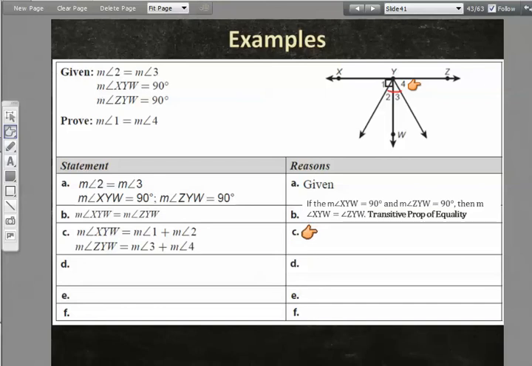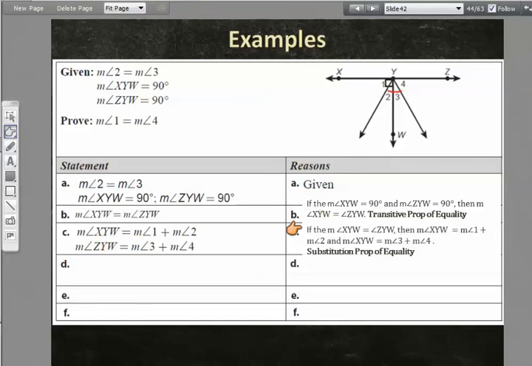So let's remember, my if is going to be the measure of angle XYW equals the measure of angle ZYW, and my then is going to be these two equations. Alright, so let's see that written out. It says, if the measure of angle XYW equals the measure of ZYW, then, and there's my two equations.